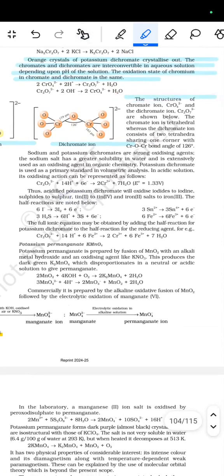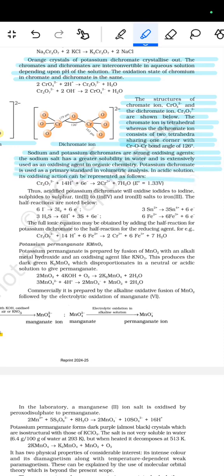Next, the structures of the chromate ion CrO4 2- and the dichromate ion Cr2O7 2- are shown below. The chromate ion is tetrahedral, whereas the dichromate ion consists of two tetrahedra sharing one corner, with a Cr-O-Cr bond angle of 126 degrees. Sodium and potassium dichromates are strong oxidizing agents. The sodium salt has the greater solubility in water and is extensively used as a strong oxidizing agent in organic chemistry. Potassium dichromate is used as a primary standard in volumetric analysis in acidic solution.